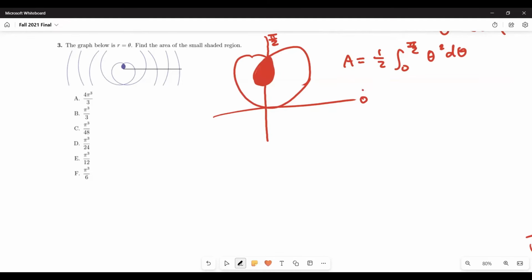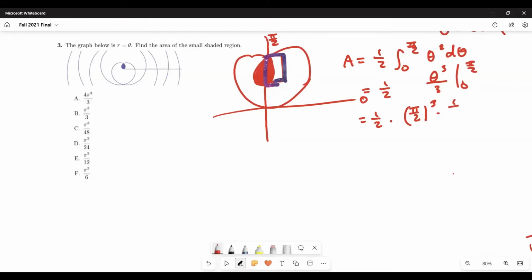compute this. So this will become 1 over 2 of the integral from 0 to pi over 2 of theta squared, theta cubed over 3, from 0 to pi over 2. So this is just this part. I can bring another color, right? So let me do that. So the region that I'm finding right now is just this much. So, okay, 1 over 2 times pi over 2 cubed times 1 over 3. This is 1 over 6 times pi cubed over 8. So this is going to be pi cubed over 48.